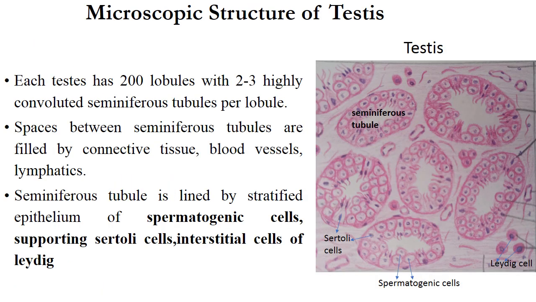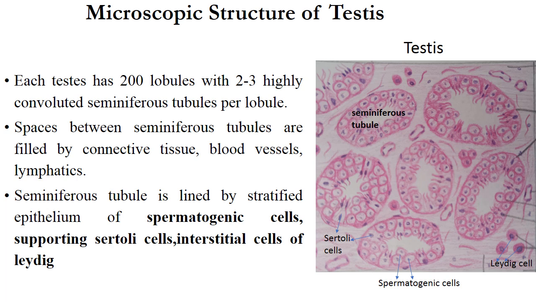The testis has three outer coverings. Outermost covering is tunica vaginalis, then there is tunica albuginea, and the innermost is tunica vasculosa. So the tunica albuginea forms a capsule which gives fibrous connective tissue septa, and these septa will divide the testis into lobules.